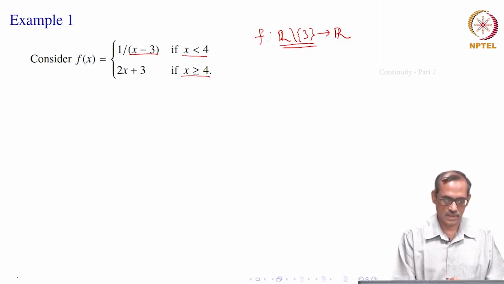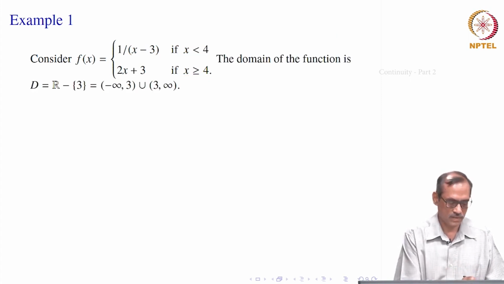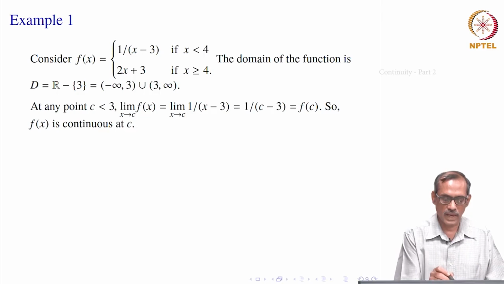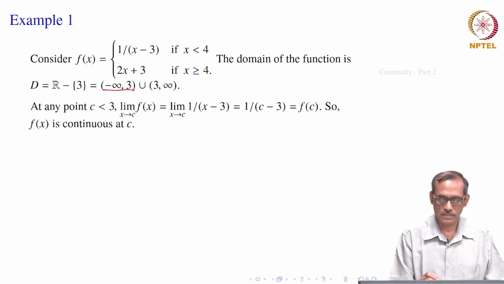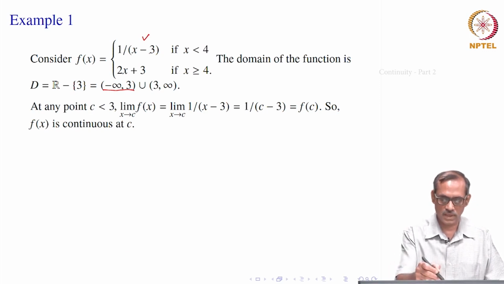So, suppose this is our function. Now, you want to see whether it is continuous at all these points or not. So, let us say we take a point C which is less than 3. It belongs to this interval minus infinity to 3. So, that means the first line, the first condition of this function definition, will be applicable.